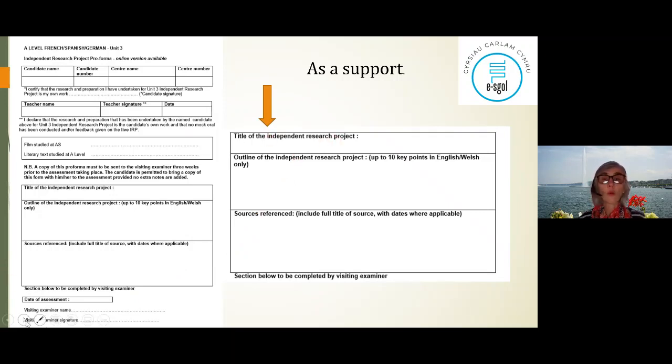So what I would do if I was doing my own research, I would use a card and write my title like it's asked in the pro forma. So write the title, your question, and like that you can keep it next to you, and you know that you cannot go away from that question. Then that pro forma is telling you to outline 10 key points on your independent research project.